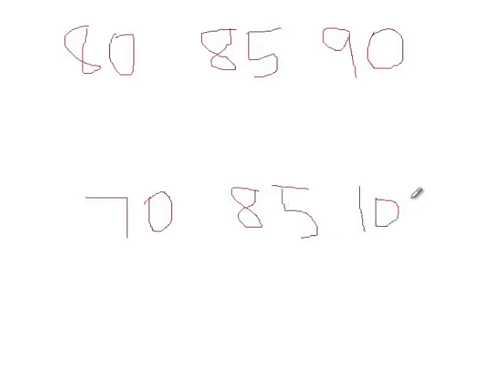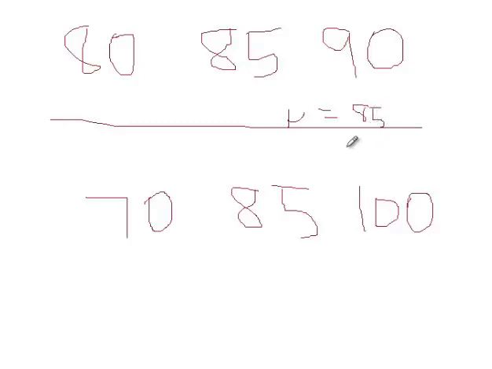Now, both tests are going to have the same mean. If you do 80 plus 85 plus 90, you're going to get 255, and divide by 3, the mean is 85. And the mean for the bottom one is also going to be 85. The median is also going to be 85 for both. But you can see there's a fundamental difference between these 2 tests.